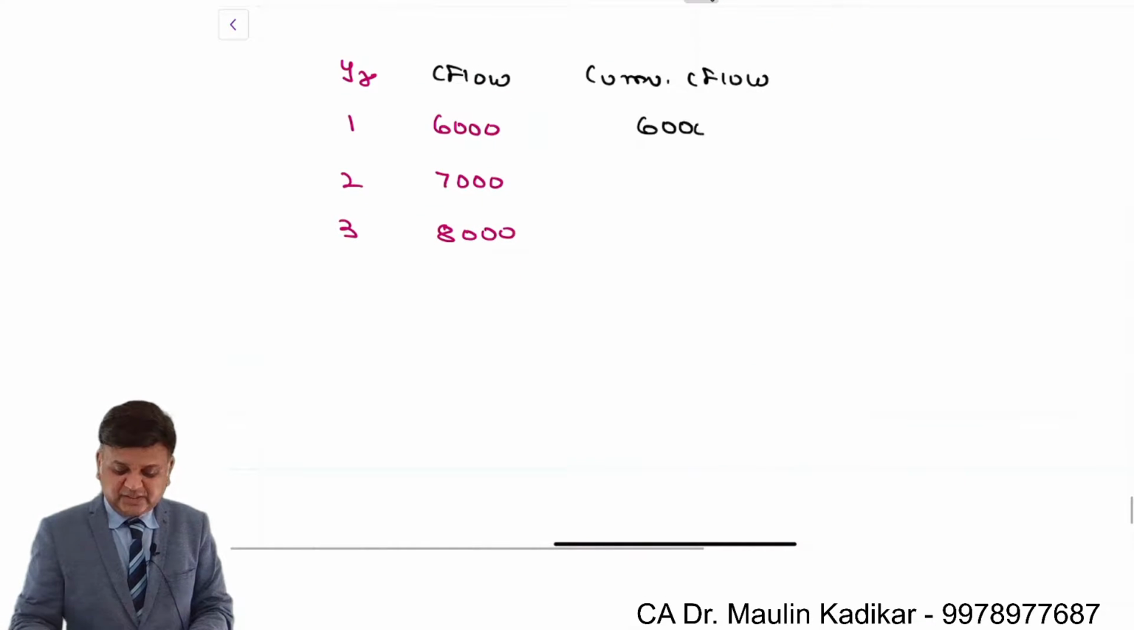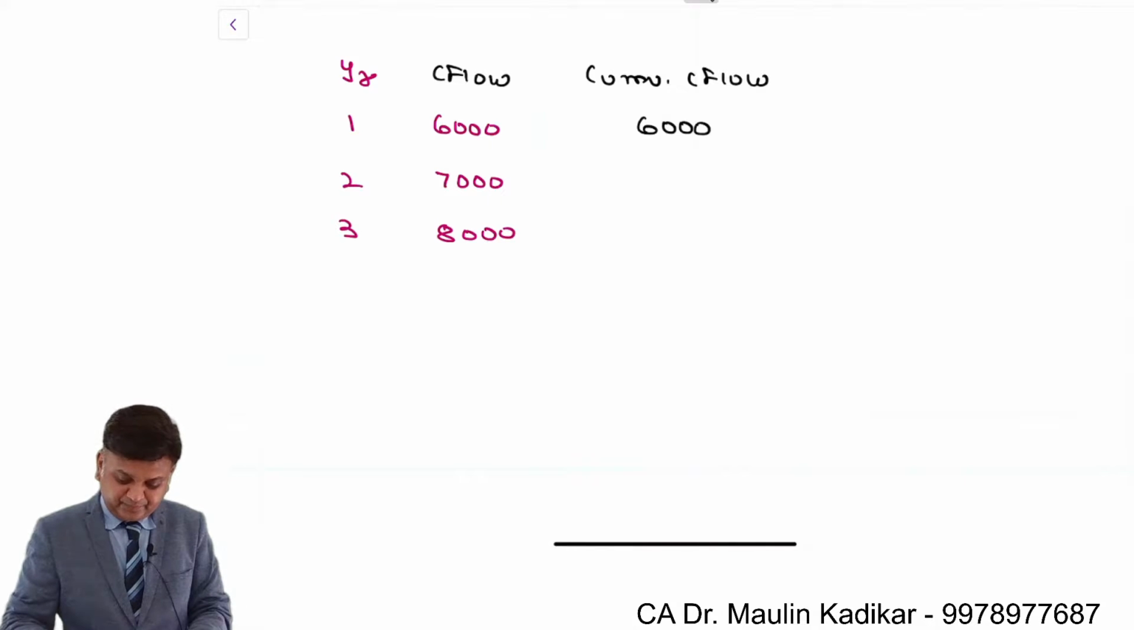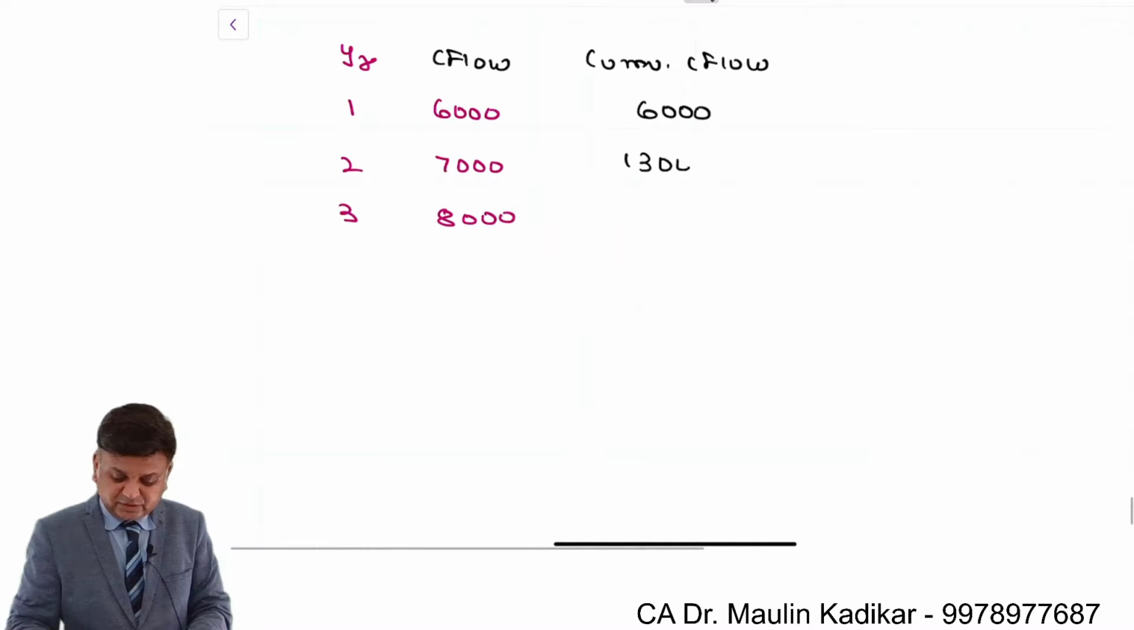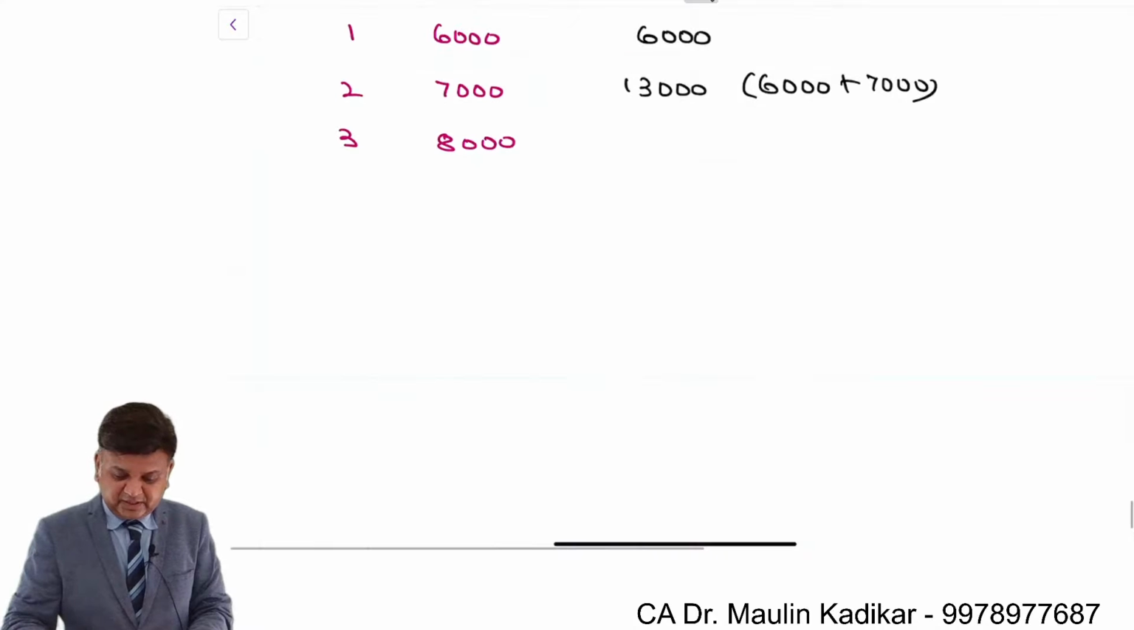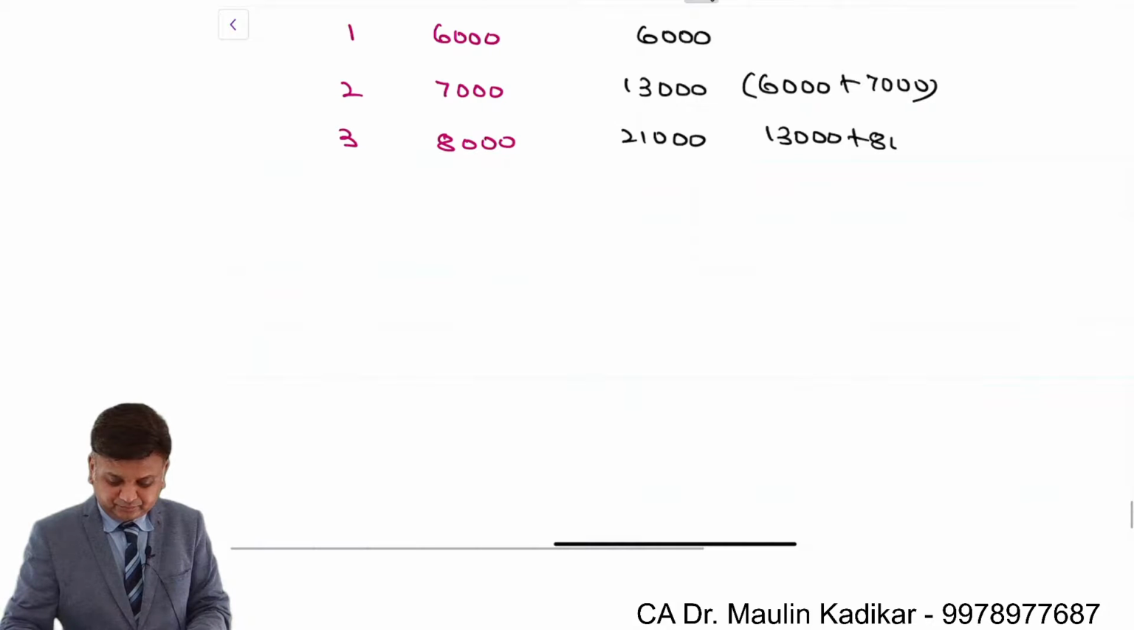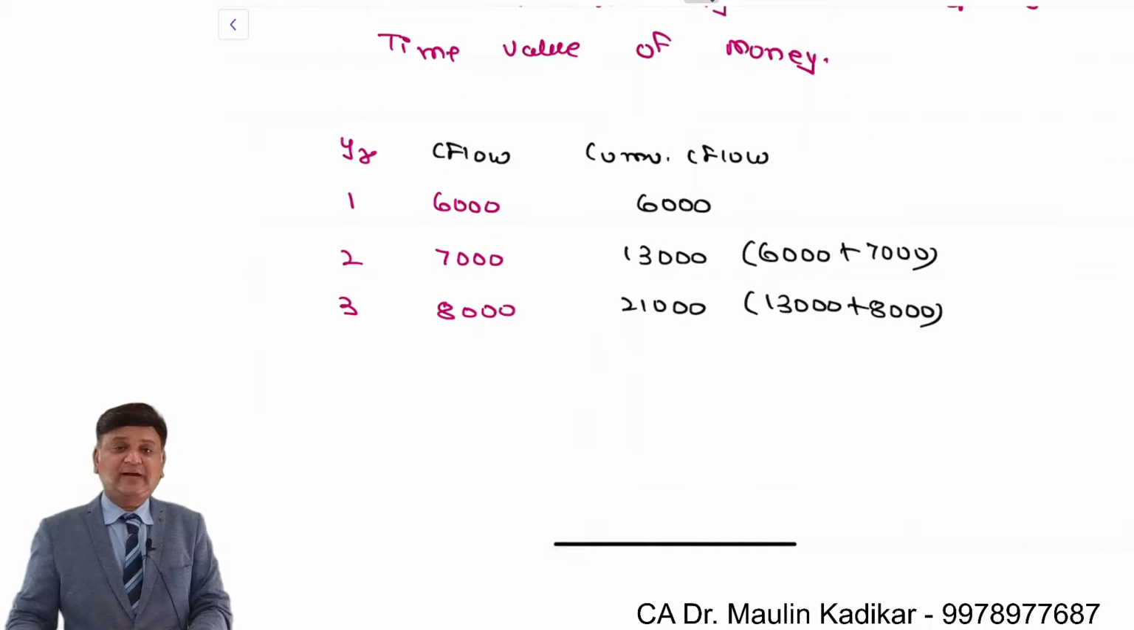Cumulative value for the first year is 6,000. For the second year, it is 13,000. How is 13,000 calculated? 6,000 plus 7,000. And for the third year, it is 21,000, that is 13,000 plus 8,000. This is the way the cumulative value is calculated.